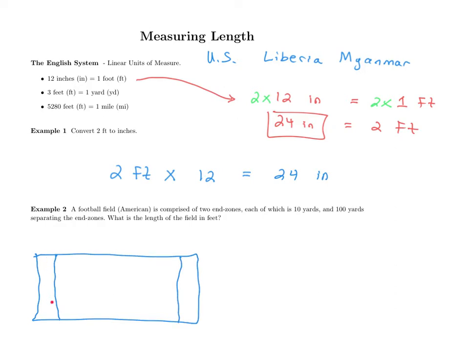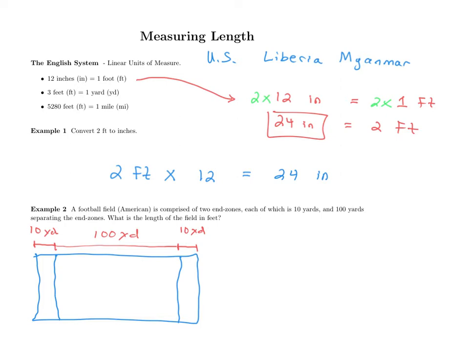So we're told for this end zone, the length of it is 10 yards. So that's from here to here. That length is 10, and then YD is the abbreviation for yards. From here to here, this is 10 yards as well. And then separating them from here to here is 100 yards. So in feet, how long is this distance?